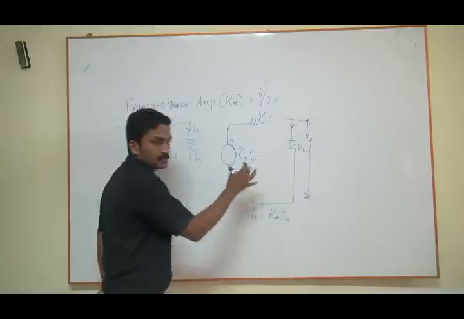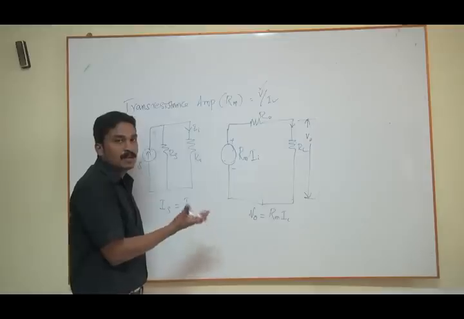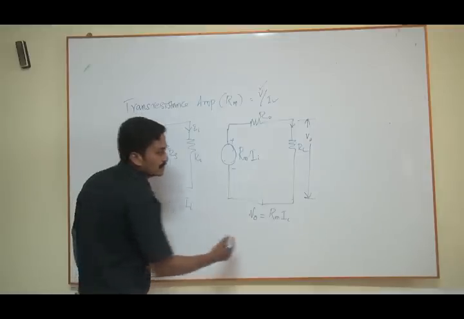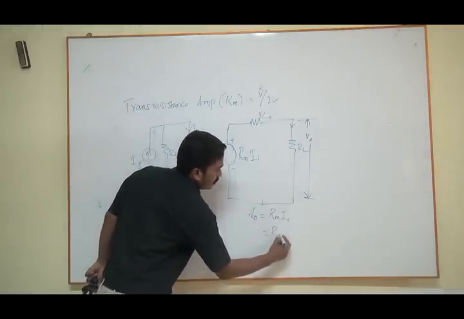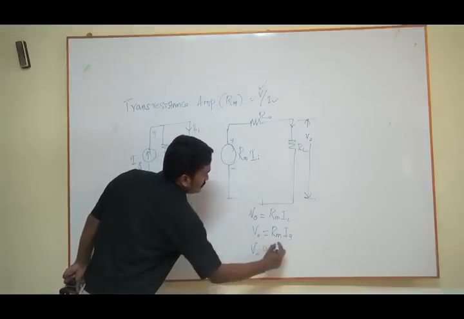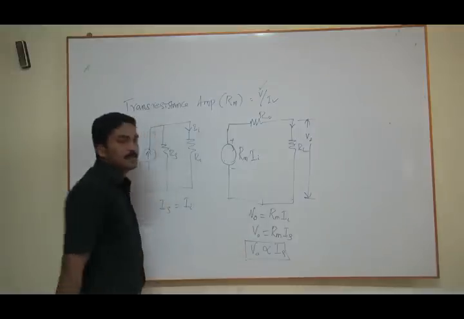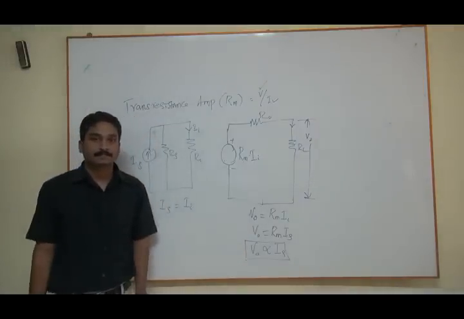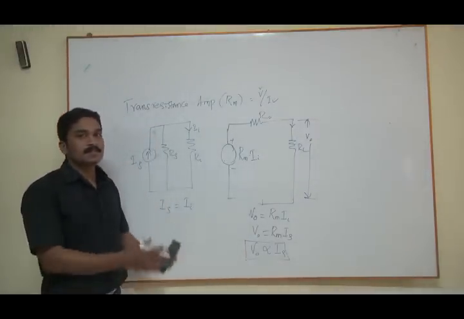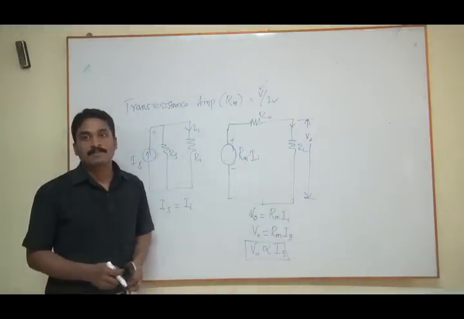If I make such an assumption, I can make the circuit as a trans resistance amplifier. So it is equal to Rm Is, and your output voltage depends on the source current, Is. Clear? So these are the 4 types we have under the amplifiers.